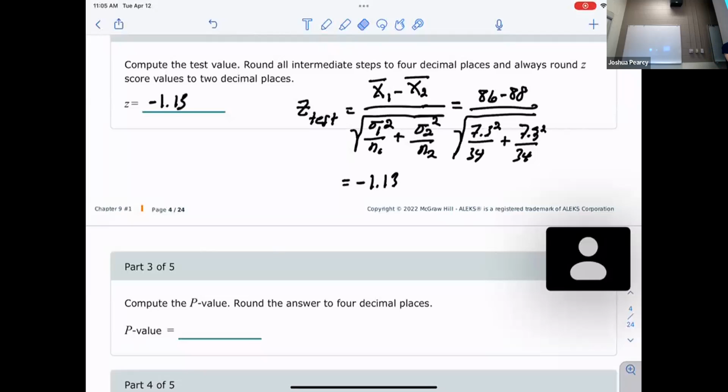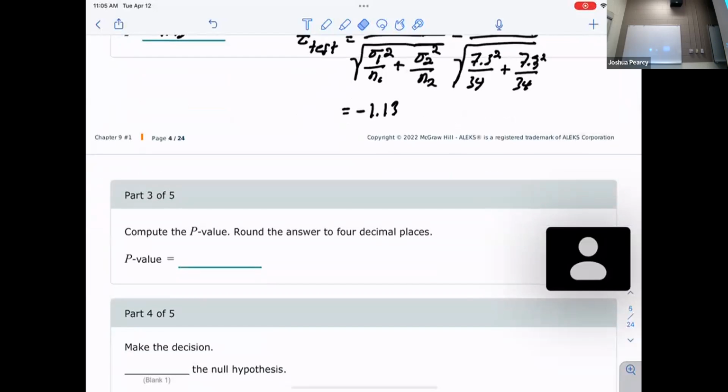Now this is the hardest part. Compute the p-value. It's a two-tailed test, so you're going to look at the area to the left of the negative test statistic and the area to the right of the positive test statistic. In this case, you got a test statistic that was what? Negative. So just look at the area to the left of that and do what to it? Multiply it by 2.